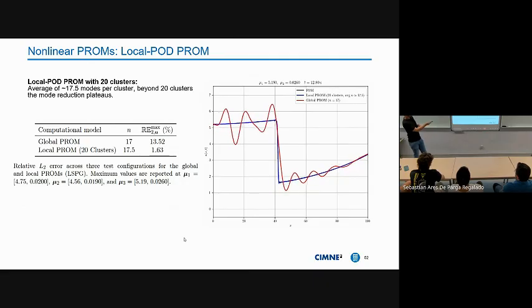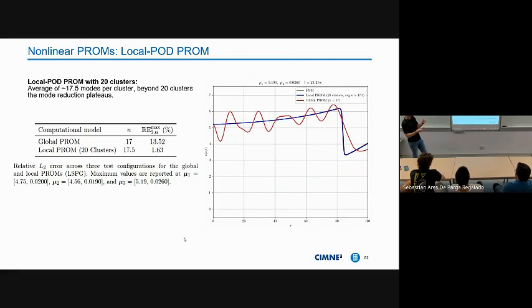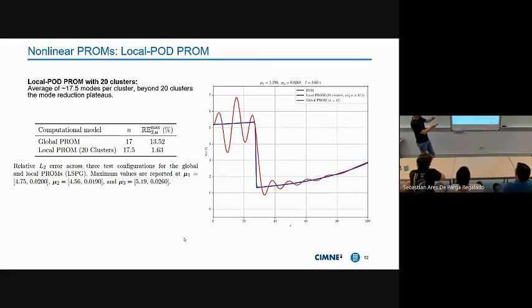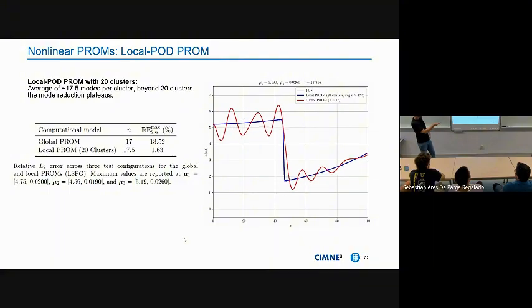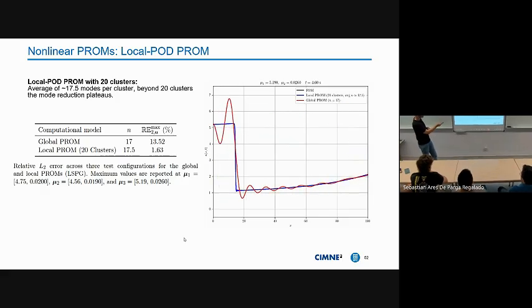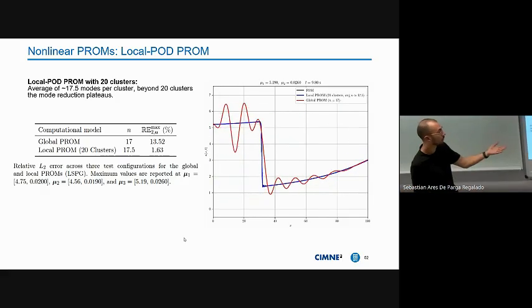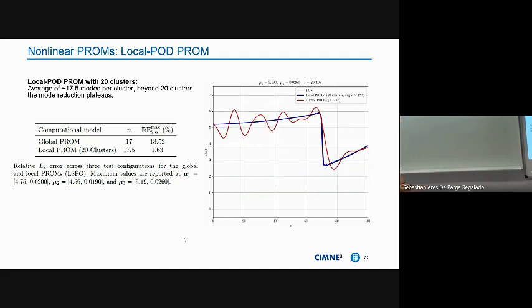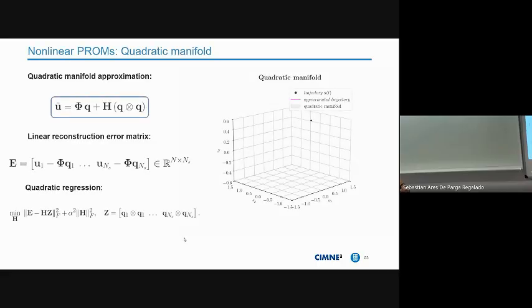If we plug that into the projection-based reduced order model, we will see that if we take 20 clusters that give us an average of 17 modes, and we compare these 20 clusters with the red one, which is the global with 17 modes, we can see that it is doing quite a better job than the original one. It has some spikes on the solution, which is a problem that we have to cope with in the local POD, but I'm not going to go into the details for now.